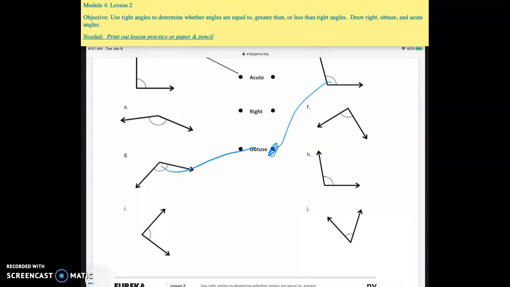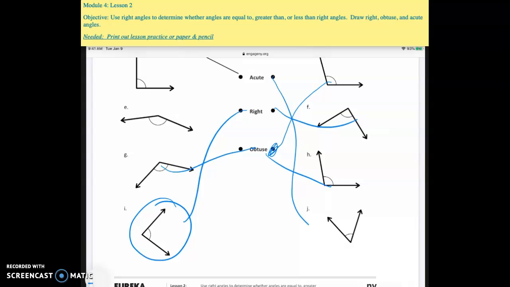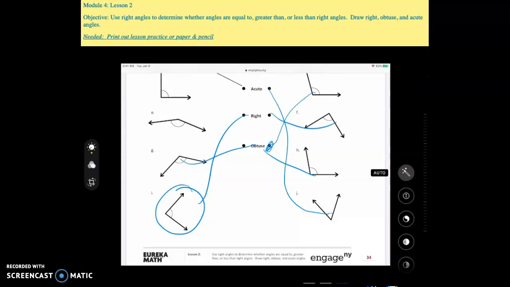All right, what do you think I is? Looks like it is a right angle to me. All right, F, right angle. H actually looks like it's obtuse. And J would be acute, smaller than a right angle. All right, let's move on to the next page.